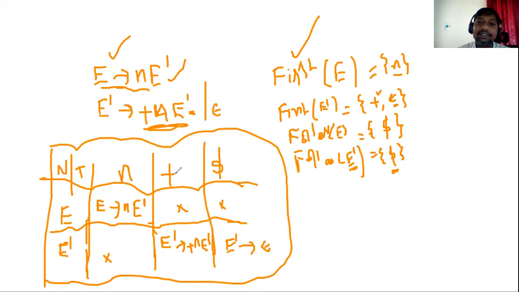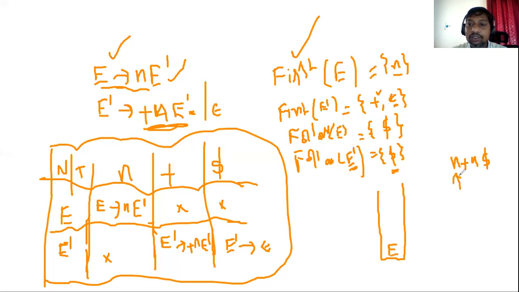Let us consider a small input, n plus n followed by dollar. Let us take this into our input buffer. Let us take our stack. Initially the stack is empty. Let us check whether this particular string is valid or not by this parsing table, using this LL1 predictive parser. Initially we start with the starting symbol of the grammar on top of the stack. We push it onto the stack. Our read head initially points to the leftmost symbol on the input buffer.